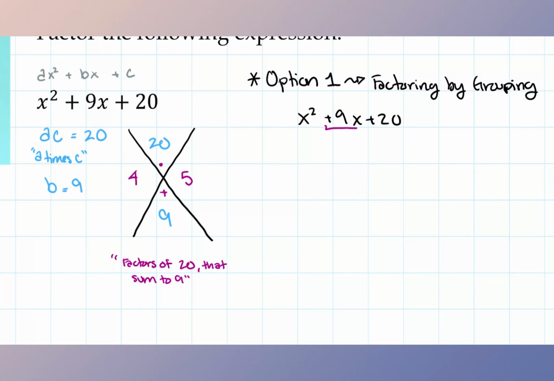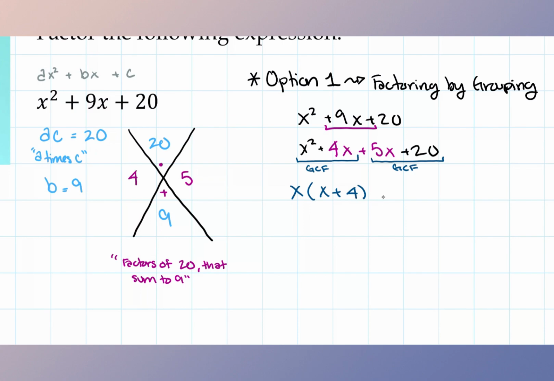So we start with our x squared plus 9x plus 20 and all that work we did at the beginning. We are going to break up 9x into 4x plus 5x. We're going to rewrite our x squared and our 20 on either side. So now what we're going to do is factor out the greatest common factor of the first two sets of terms. So out of x squared and 4x, we can factor out an x. We're left with x plus 4.